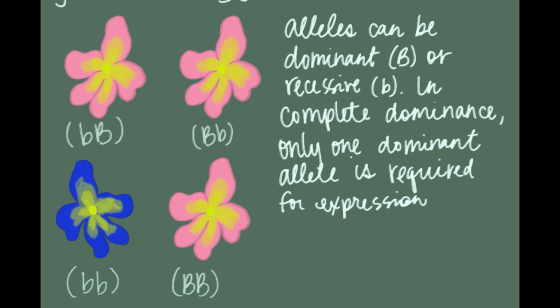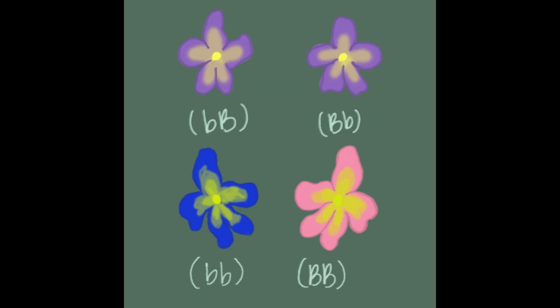When looking at incomplete dominance, we see the same expression in the homozygous dominant and homozygous recessive flowers, with the homozygous dominant being pink and the homozygous recessive being blue. But the heterozygous are purple instead of pink, and this happens because our dominant allele has incomplete dominance, which allows for the partial expression of that recessive allele.